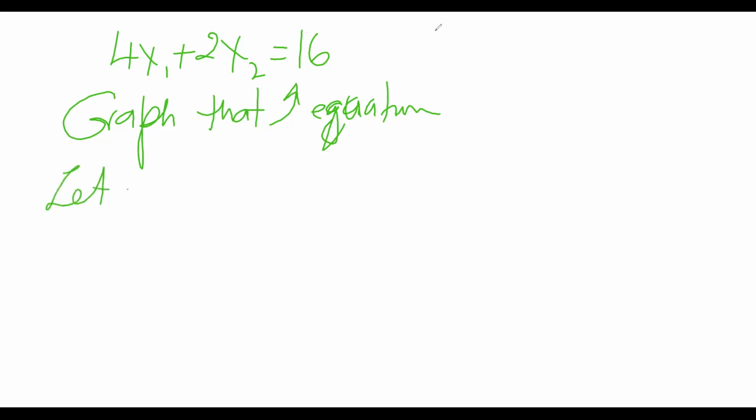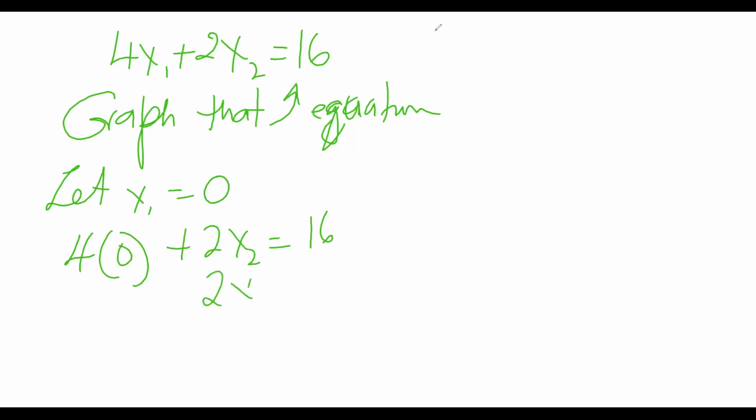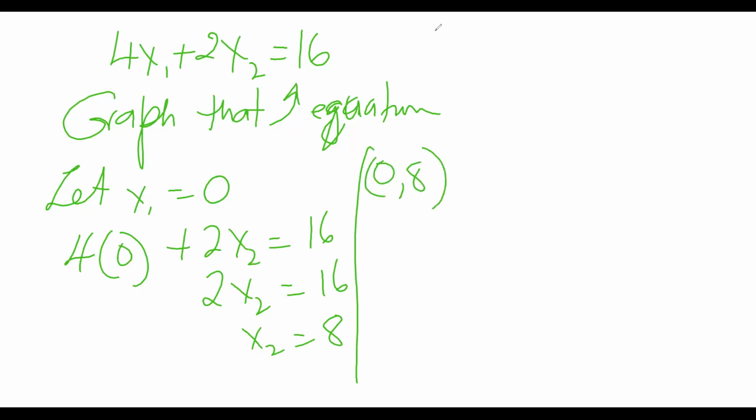So you say, let x1 be 0. Right away, x1 is eliminated. So you have 4 times 0 plus 2x2 equals 16. If you eliminate one of the variables, then you can find a value for the remaining variable. So now you have 2x2 equals 16. Voila, I can see that the value for x2 is 8. So you have a coordinate where x1 is 0, x2 is 8. You have one pair of coordinates, but to graph a straight line, you need a minimum of 2 points. So you need another pair of coordinates.